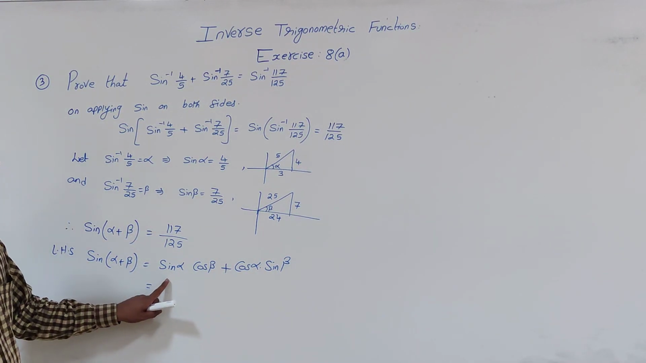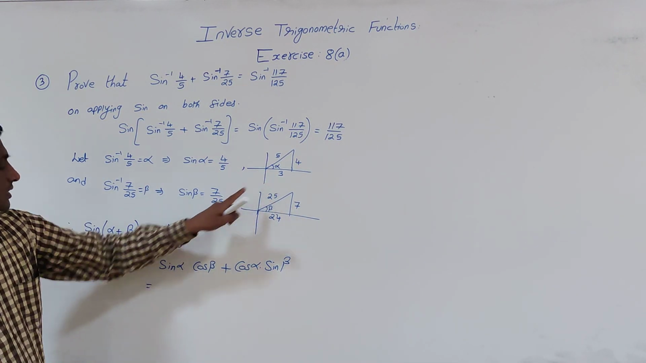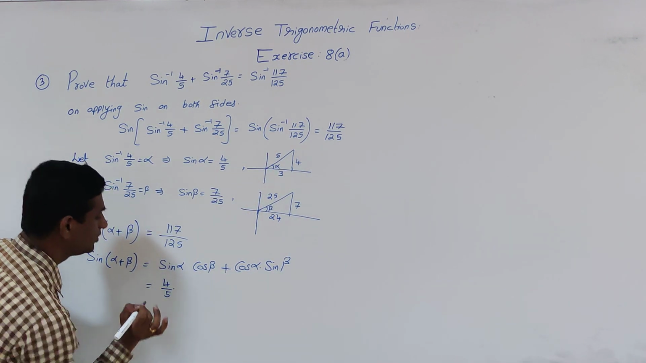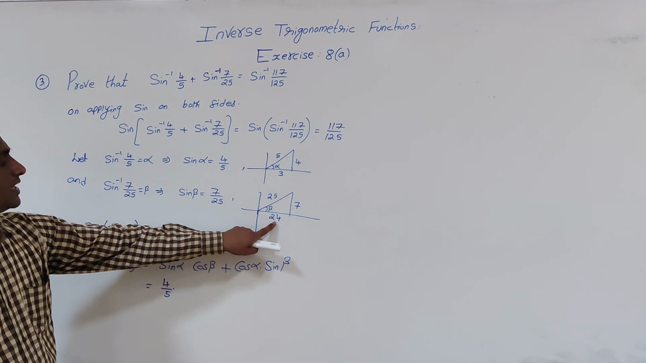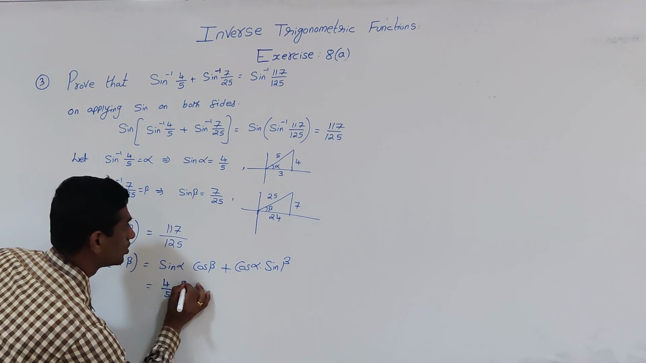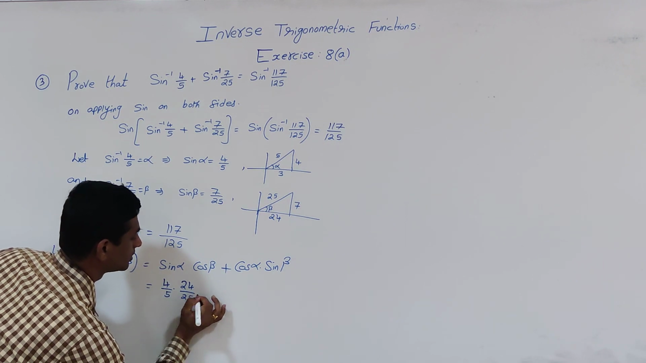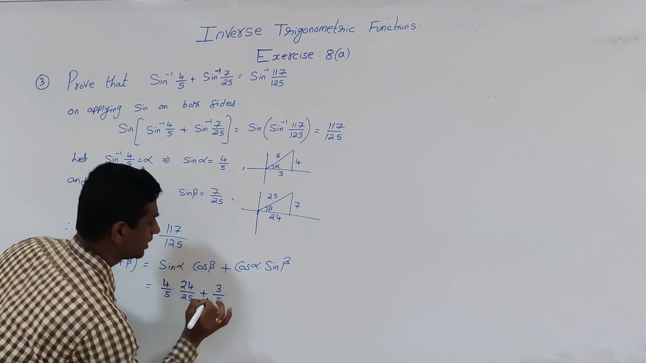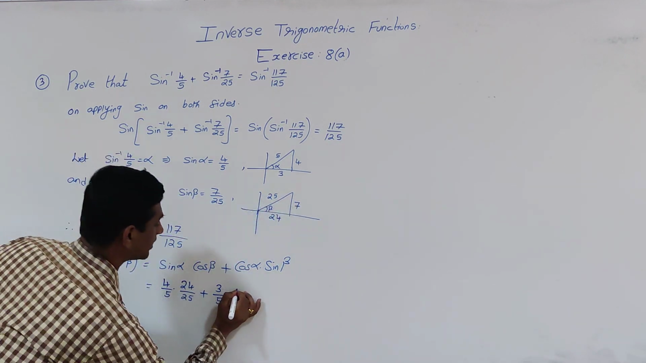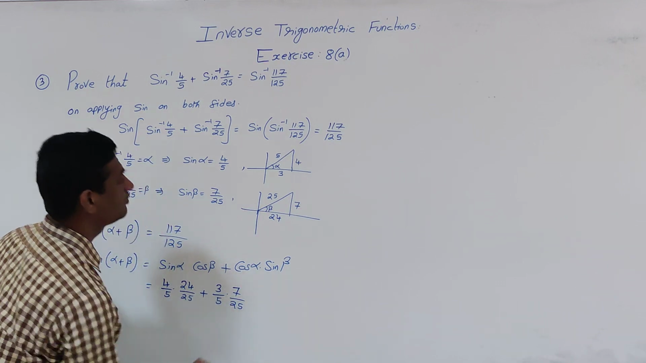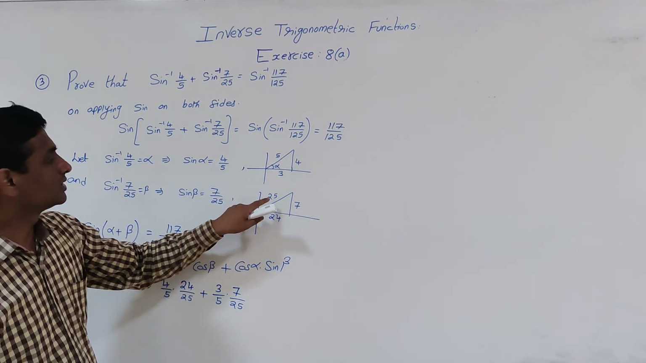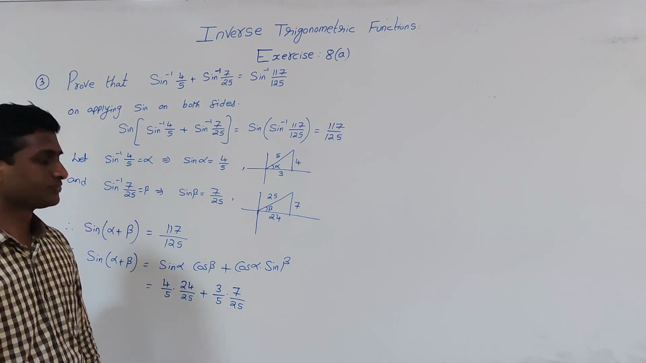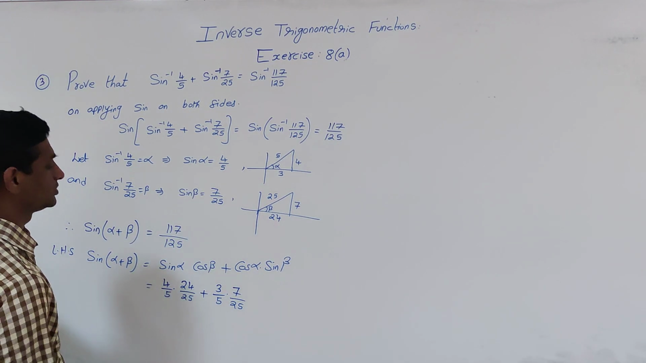But sine alpha, go for the alpha right angle triangle. Sine alpha is 4 by 5. So 4 by 5 into cos beta. Cos beta is adjacent side by hypotenuse, 24 by 25, plus cos alpha 3 by 5, and sin beta is 7 by 25. So if you are ready with this table, we can go for simplification easily, and we can find out the solution also.